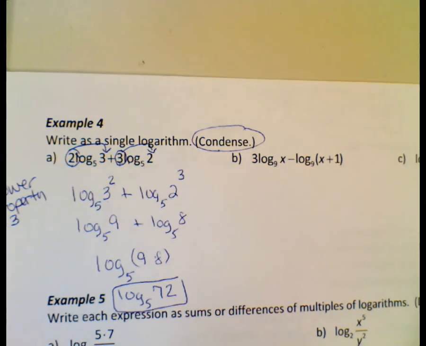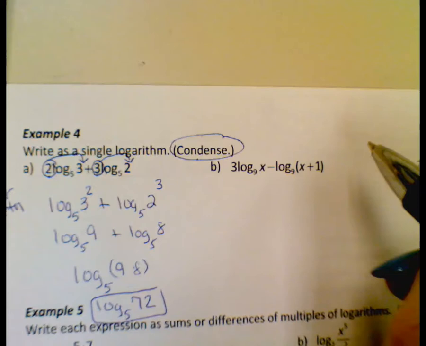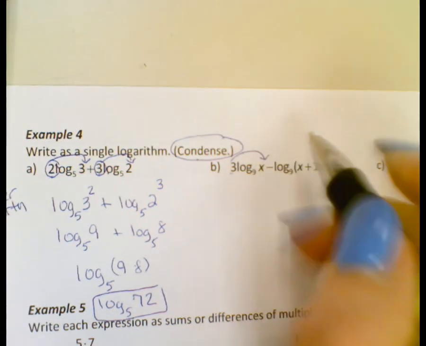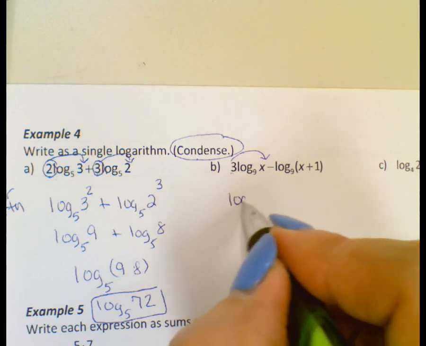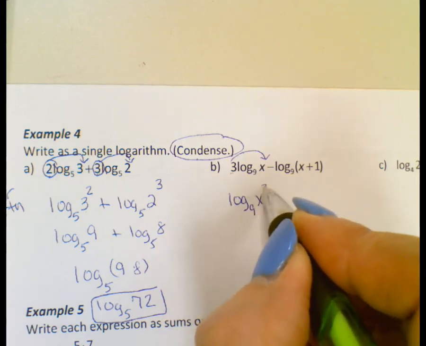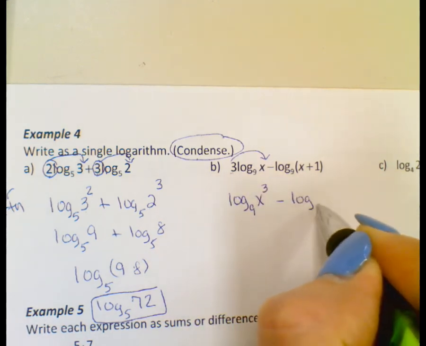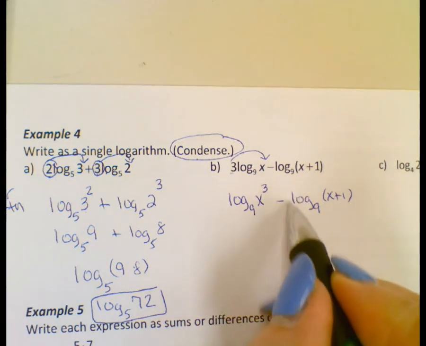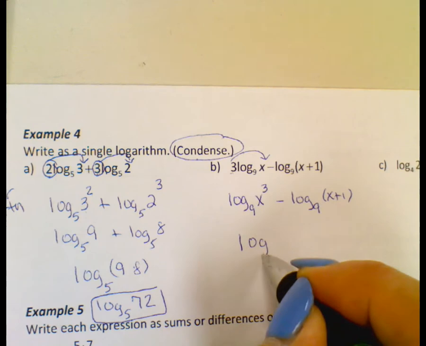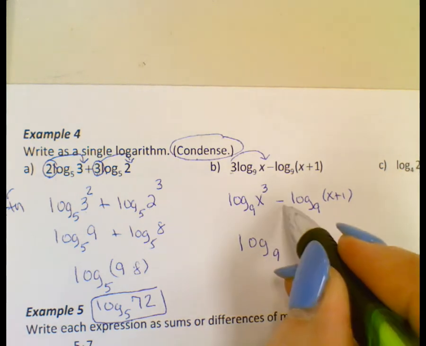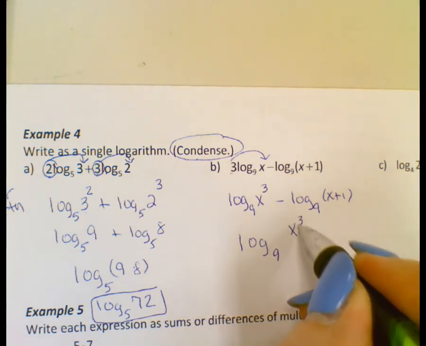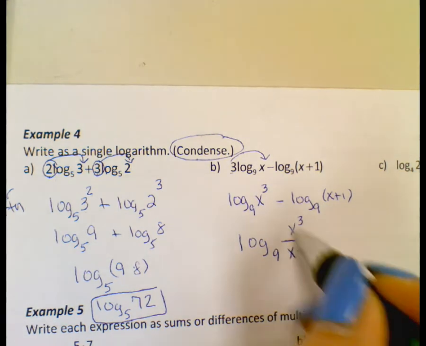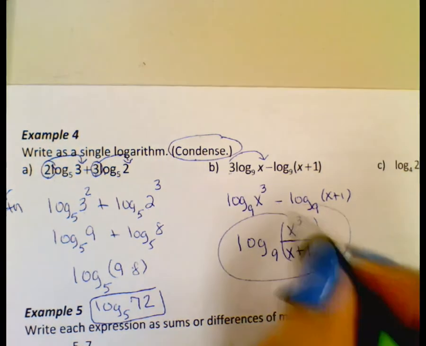Wasn't that fun? All right, are you guys asleep yet? Wake up. All right, so this next one. There is a number out front here, so we're going to put it into an exponent, using property 3. This is log base 9 of x cubed minus log base 9 of x plus 1. There's nothing out front of either one now. So we're going to go log base 9, and then write x cubed in the numerator divided by, because subtraction means divide, x plus 1. We'll put all this in parentheses, and that is your answer.